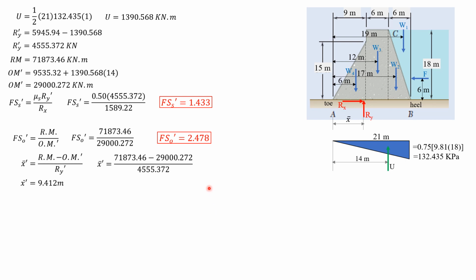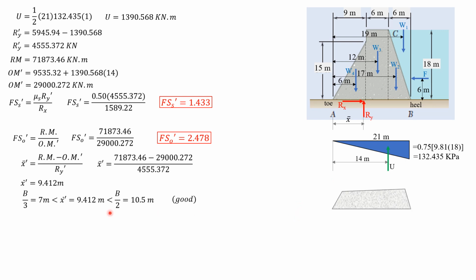9.412 meters, and that is still greater than B over 3, which is 7, and less than B over 2, which is 10.5. So this is still good, and we solve for E. Ry is closer to the toe, so the soil pressure at the toe is still greater than that at the heel.